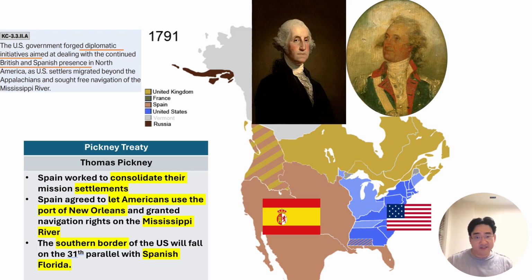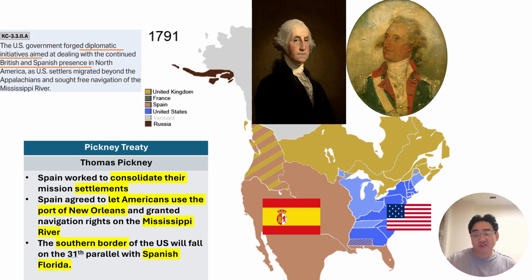Okay, so the United States has two problems: Great Britain to the north and Spain to its west. So Washington's goal is to proclaim neutrality, don't pick a side, and stay out of war. If you look at the key concept, it says this word, diplomatic initiative. Basically, diplomatic or diplomacy means talking it out with other countries in order to avoid war.